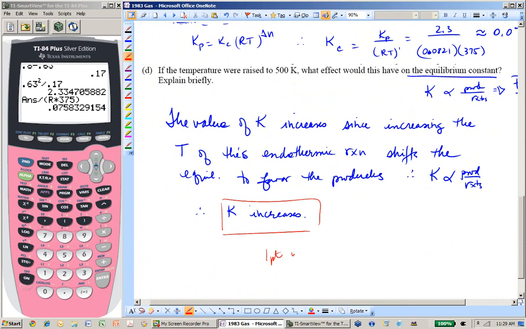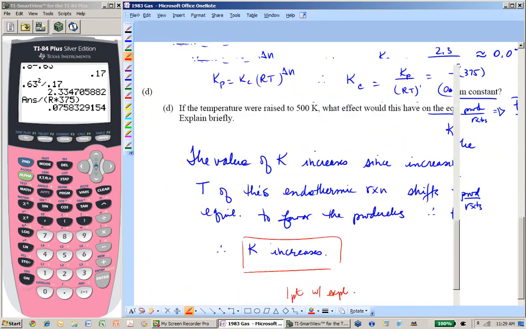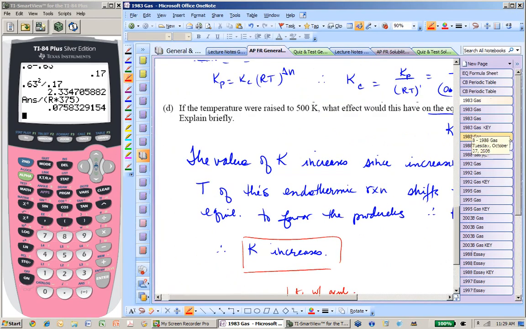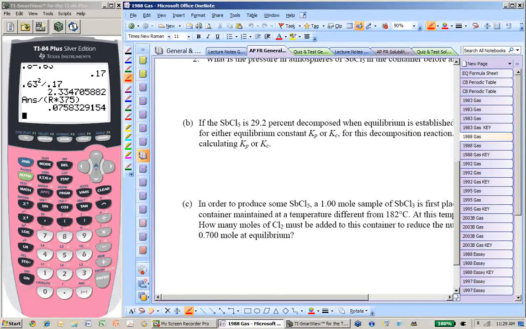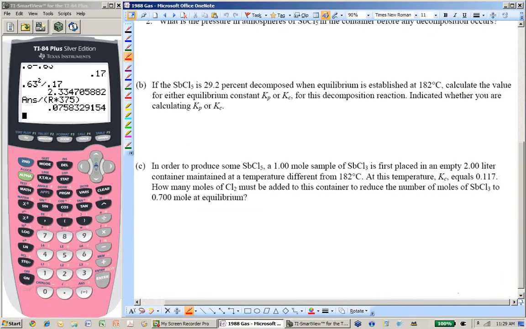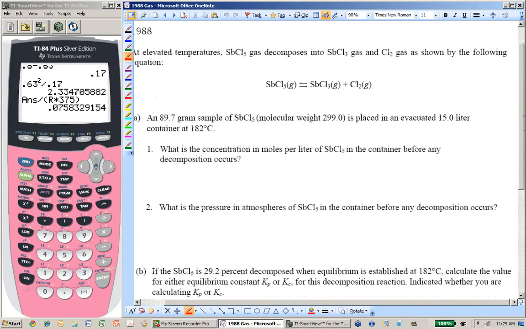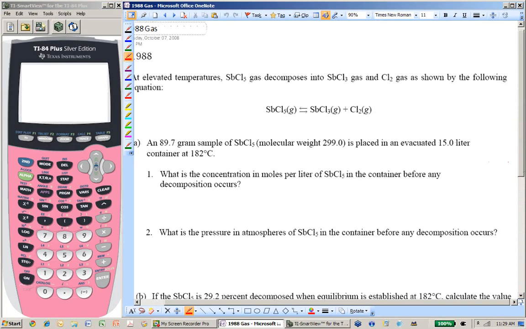And then finally, part D was only worth 1 point, but it was easy. So 1 point with explanation. Try to agree with yourself. Reread your explanations before you turn your paper in. All right, moving on through the 80s. Let's go to 1988. Clear the calculator for the new problem and see what we have in store for us here.